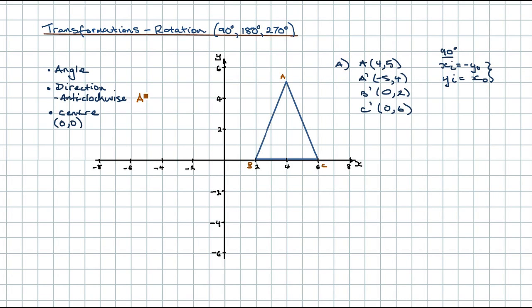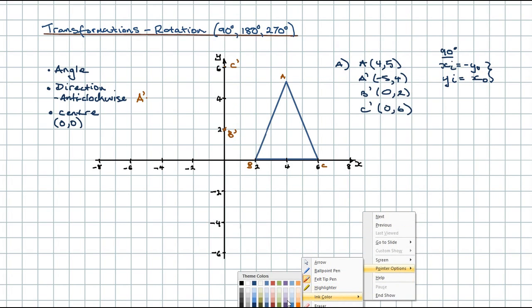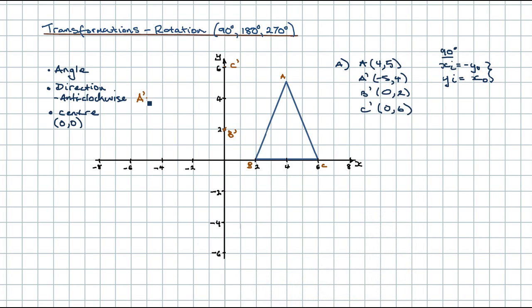B prime is 0, 2, so 0 along, 2 up, so that's here, so that's B prime. And C prime is 0 along, 6 up, so that's here, C prime. And now, if we join these together, okay, we should have a convincing rotation. Right, well, let's go ahead and do 180 degrees and go on to do 270 degrees.